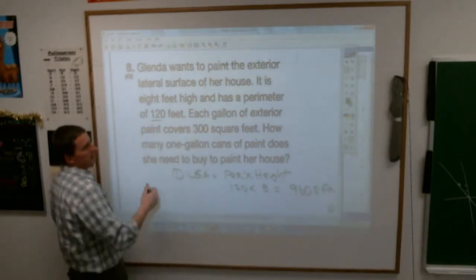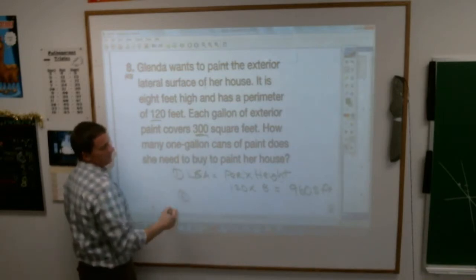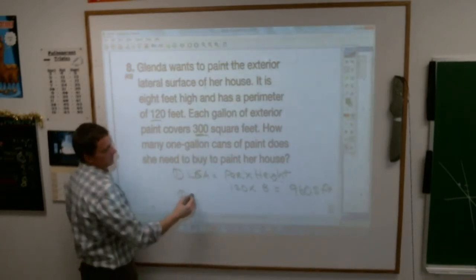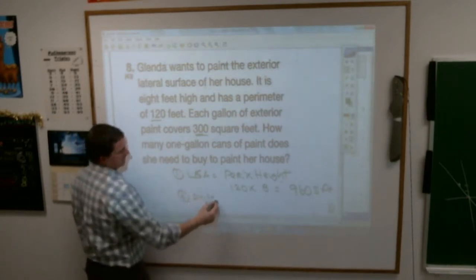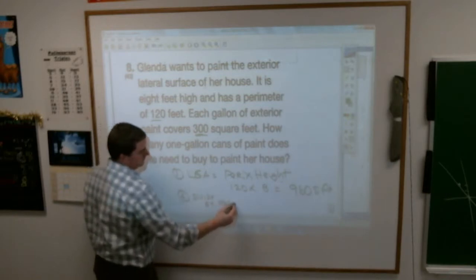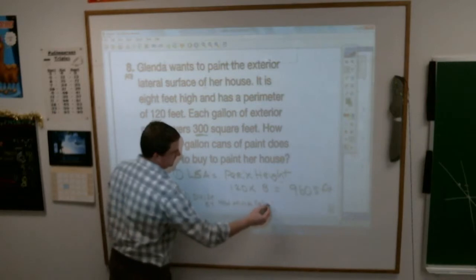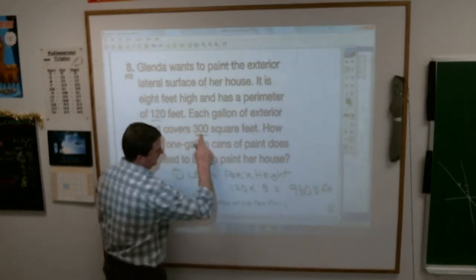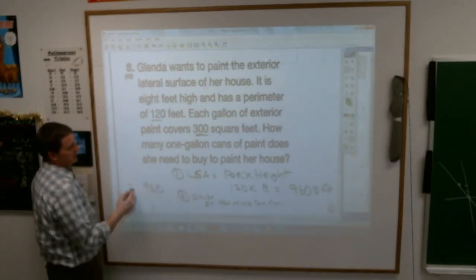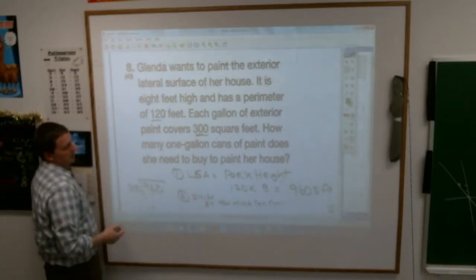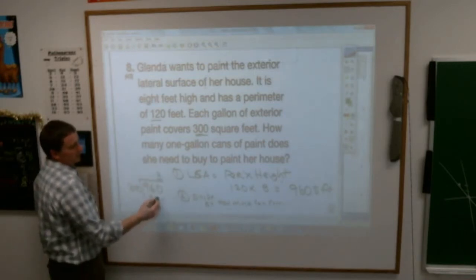Tomorrow's problem will be that. If one can paints 300 of those feet, your next step then is to divide by how much the can will cover. How do I know what that is? It says a can covers 300 square feet. And here's where you have to be careful. If I take 960 divided by 300, 300 goes in 960 3 times, and then this leftover or decimal, whatever you want.